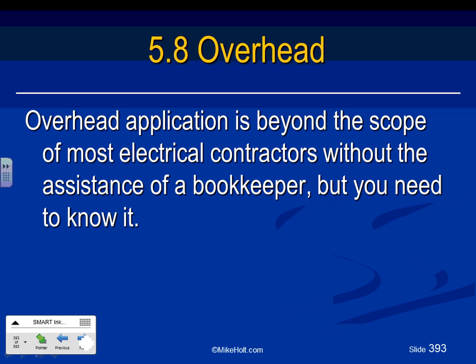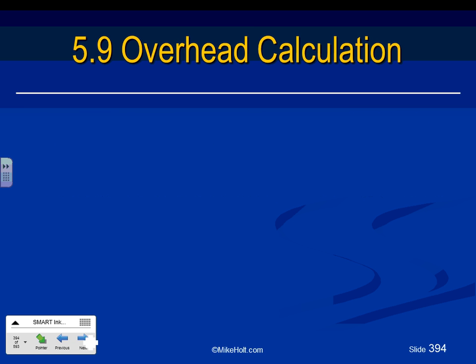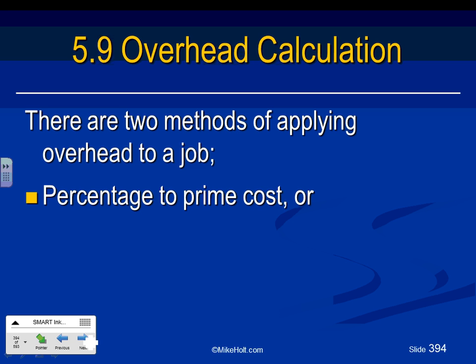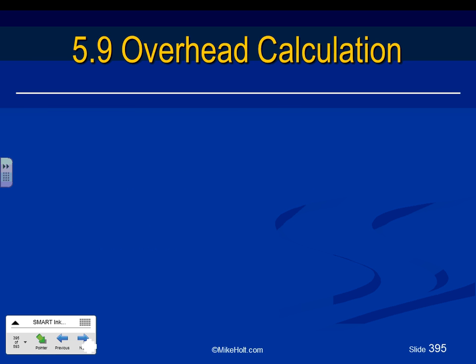Overhead application. So here's a couple of suggestions for overhead calculation, guys. There are two methods of applying it. Percentage to the prime cost: you apply a percentage to your cost as your overhead, or you apply a rate per hour. I think the project that we did, guys, in the residential, we did $13 for overhead. That's managing everything you do. Or you can add a percentage.